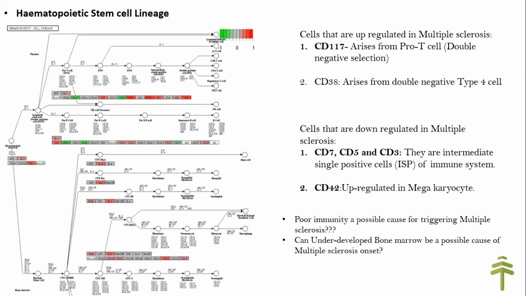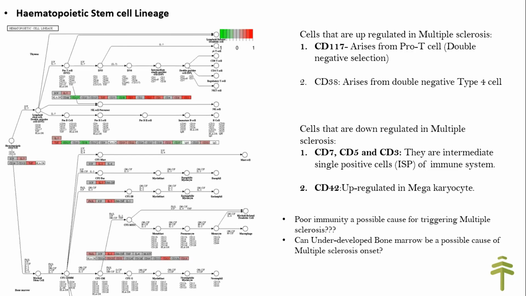The second pathway that I got was hematopoietic stem cell lineages, and it could be seen that among the whole picture of this pathway, interleukin-3 is highly downregulated. So over here, an association can be made: is downregulation of interleukin-3 a possible reason for T cells attacking the myelin sheath, or underdeveloped bone marrow a possible cause of multiple sclerosis onset?